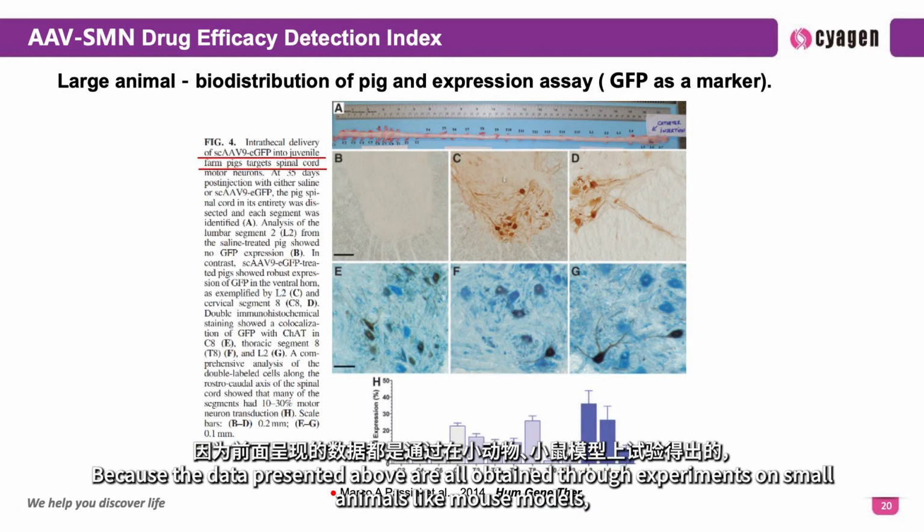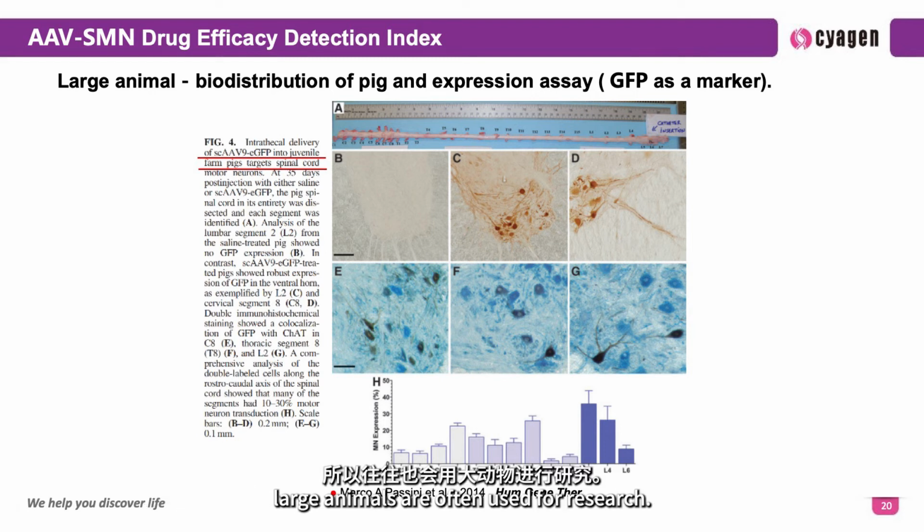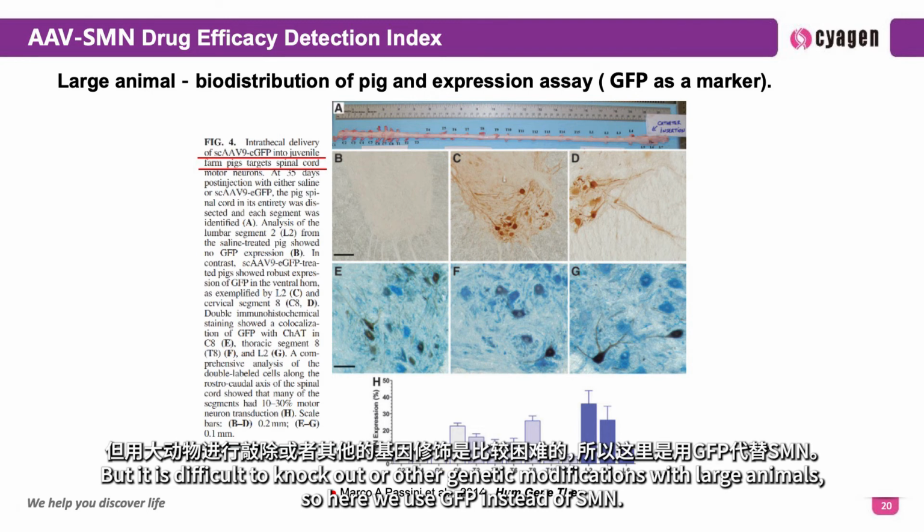Because the data presented above are all obtained through experiments on small animals like mouse models, there must be a big difference when the drug is really used in humans. Large animals are often used for research, but it is difficult to knock out or make other genetic modifications in large animals, so here we use GFP instead of SMN.